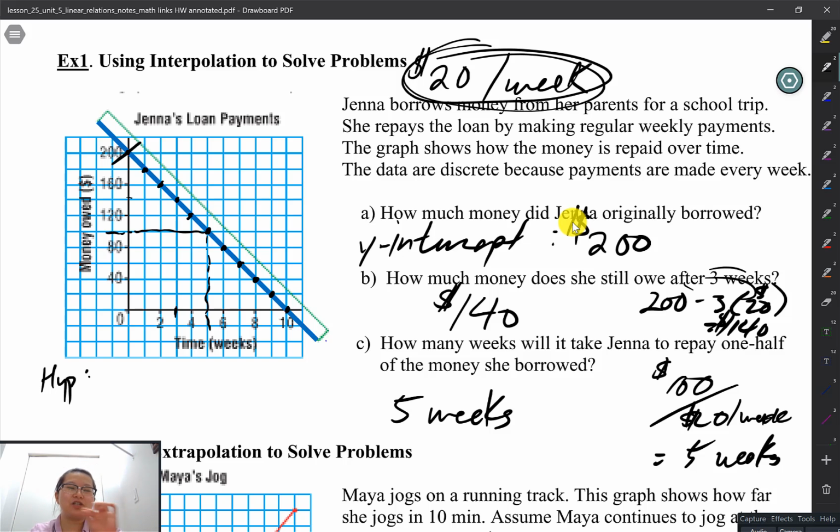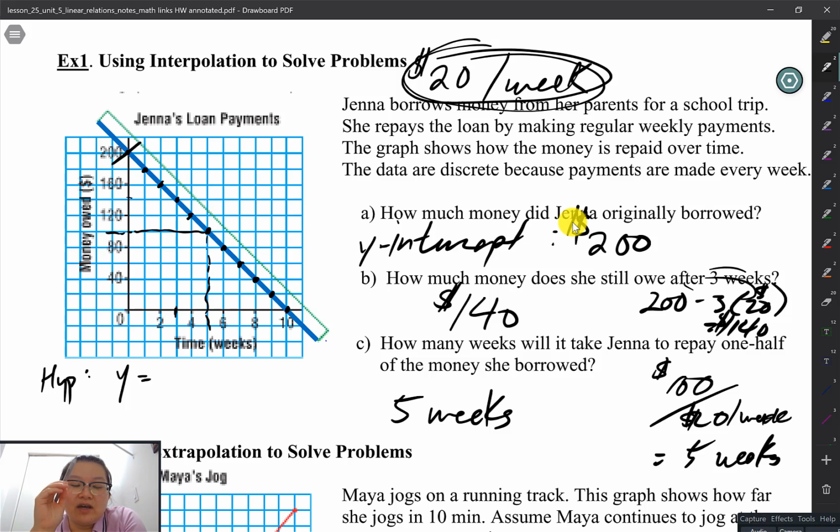But hypothetically, if she continuously paid her parents $20 throughout the week, paying bits of coins, of cents or whatever, every second, which means the graph would be continuous, it would be really crazy and it's not really possible. But let's say hypothetically, if we have a continuous graph, then our y-intercept equation will look like this. We have y is equal to, we just found the slope.